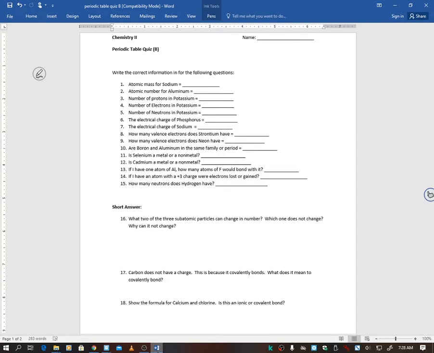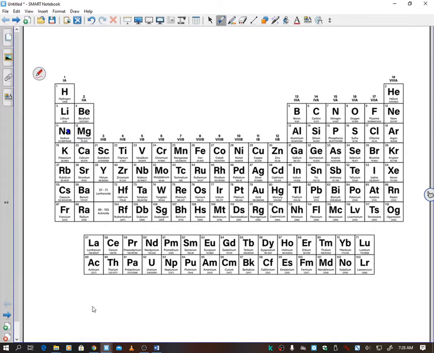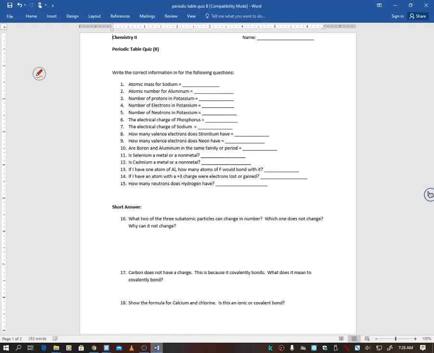So here's the review. Number one, the atomic mass for sodium. So if you look at sodium here, the atomic mass is down here at the bottom. It's like 22. It's a little hard to read, 22.9897. So really 23, we can round up. It's okay to round up on that. So my answer would be 23.